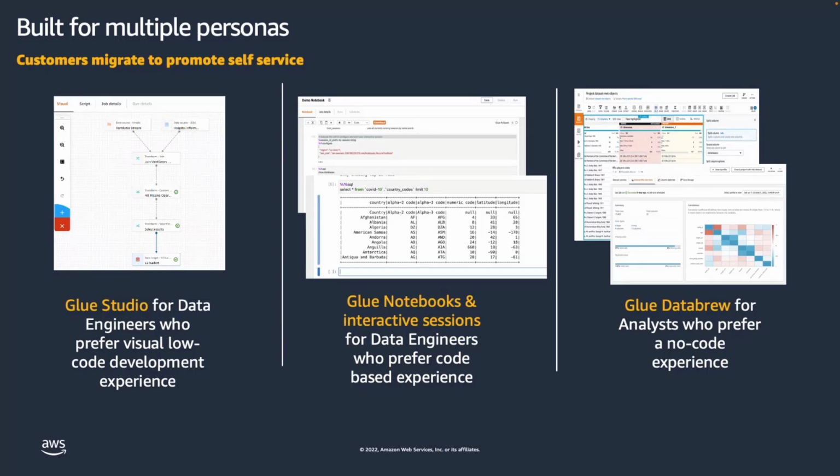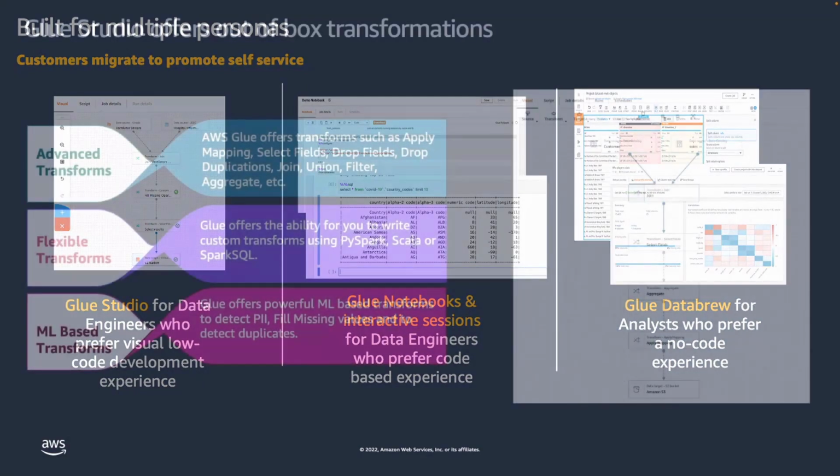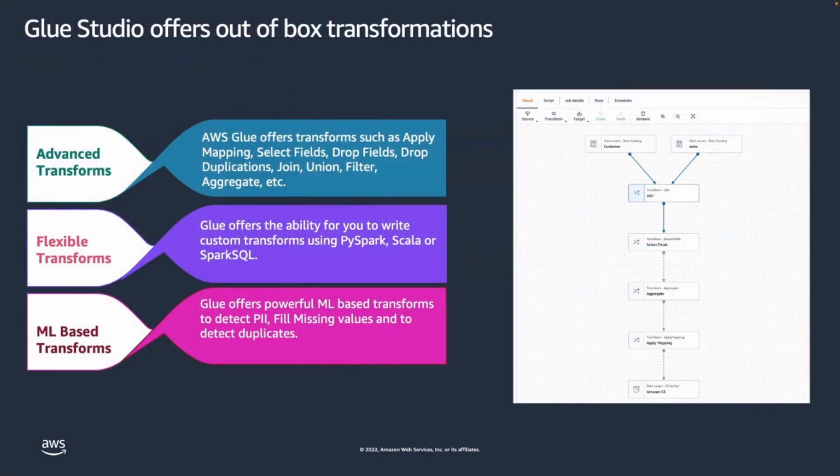Now if you're using Glue Studio, there are so many out of the box transformations that come along with it. Here if you look at it, you have transforms such as select fields, drop fields, deduplicate, join, union, filter, aggregate. There are so many different out of the box functions that come with Glue Studio.